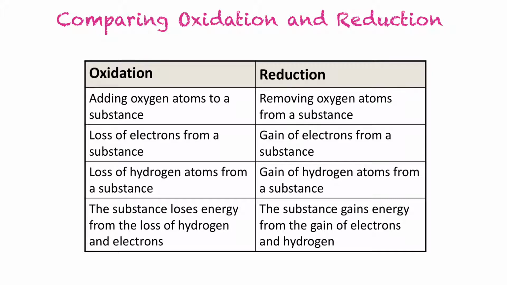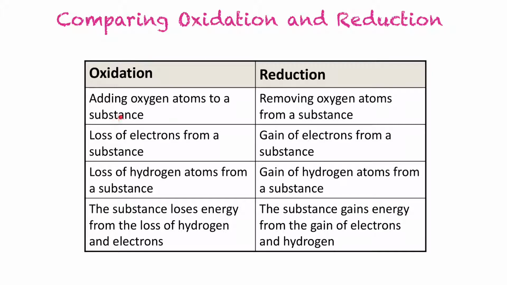So what you have to do is look at the molecule on the reactant side and then look at the closely related molecule on the product side, and then you can take a look and see what's happened. So if from the reactant side to the product side the substance gained oxygen atoms, then it's been oxidized. Another way to know this is electrons have been lost from the substance, and at the same time when the electrons are lost, so are hydrogen atoms or hydrogen ions.